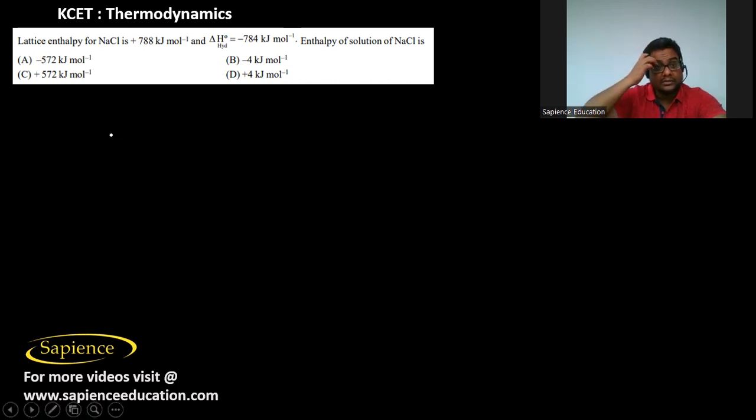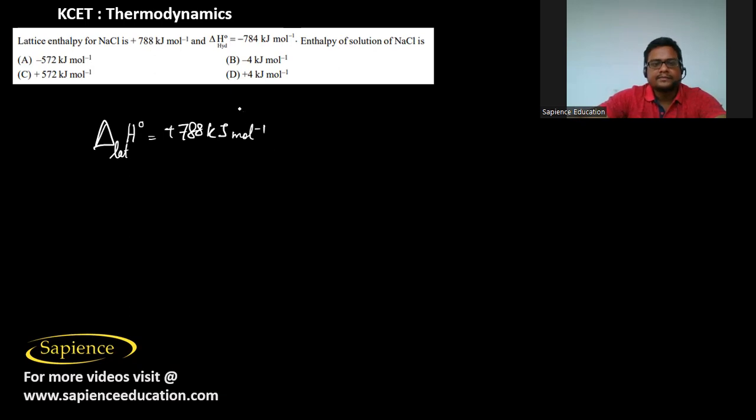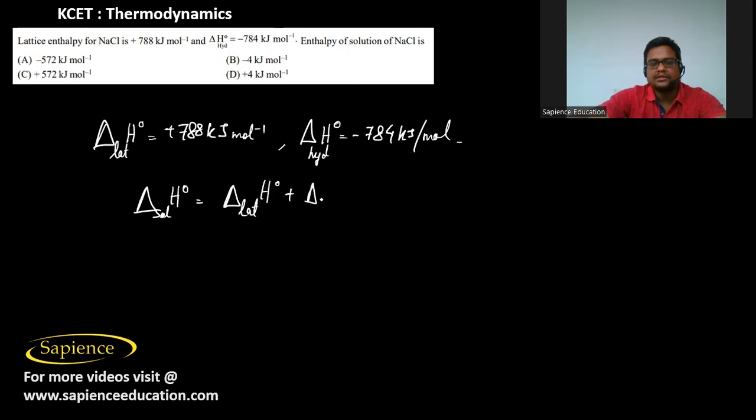So here it is told that the lattice enthalpy of NaCl is plus 788 kilojoule per mole, and the hydration enthalpy is minus 784 kilojoule per mole. Then the enthalpy of solution is, so we know that the enthalpy of solution is equal to the lattice enthalpy plus the hydration enthalpy.